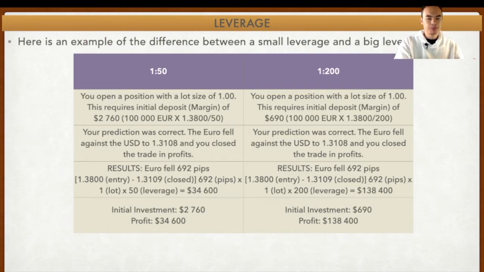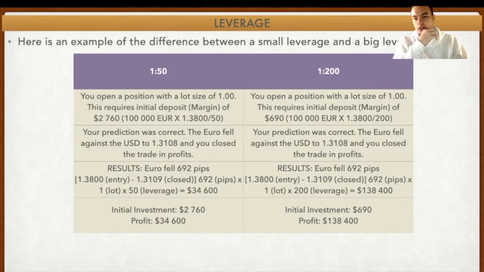Same example. Let's see now if we were to use a bigger leverage of 1 to 200. So you open the same sell, okay, same lot size of 1. Your initial deposit now is $690, not $2,760, so it's less. How? 100,000 units, so 100,000 euros, times entry price, 1.3800, divided by 200, because now your leverage is 200, it's not 50. Gives you $690 as initial deposit.